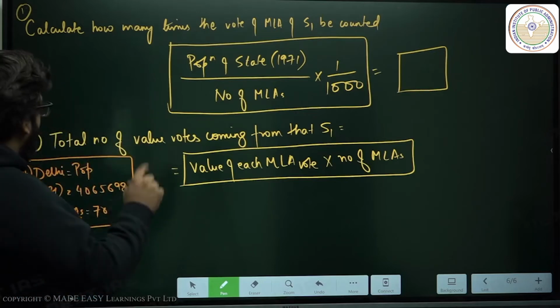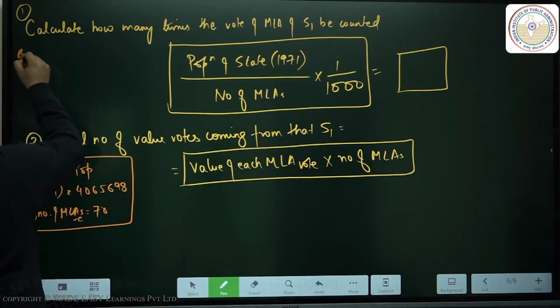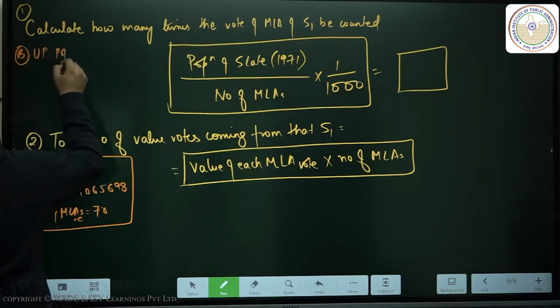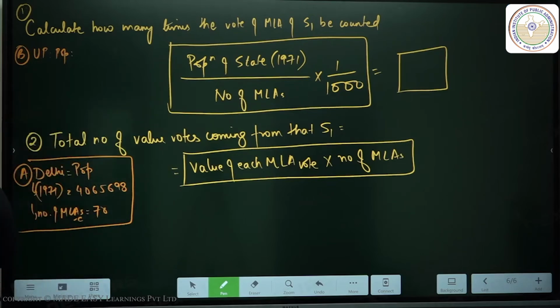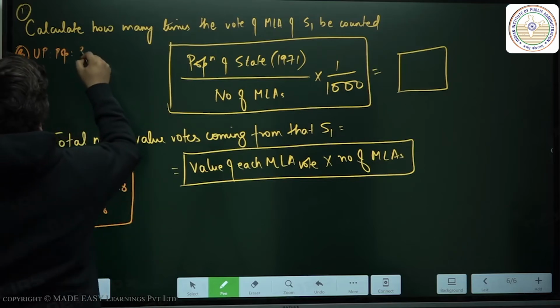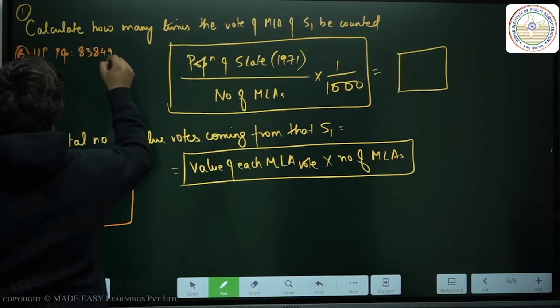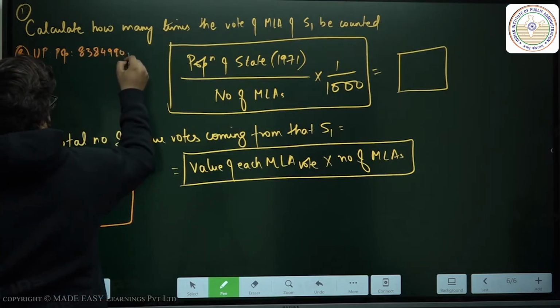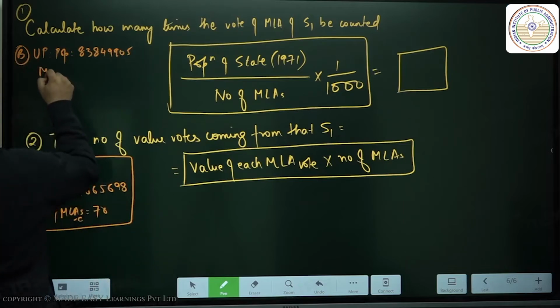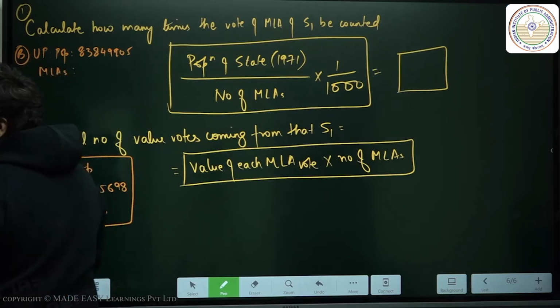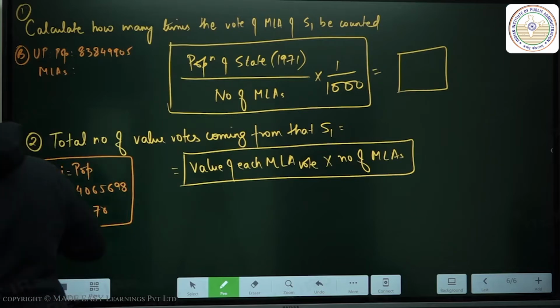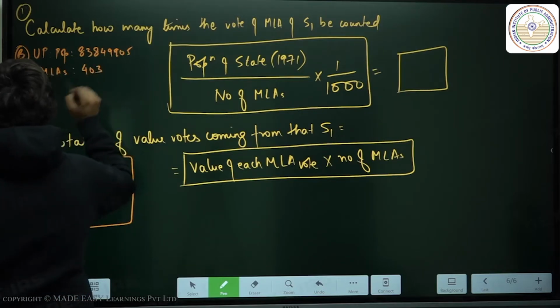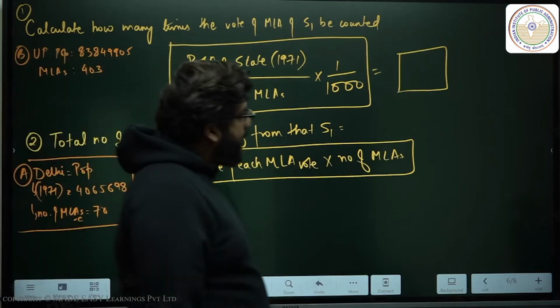अभी मत करना, मैं सारे ऑप्शंस दे रहा हूं. B, उत्तर प्रदेश. Population of Uttar Pradesh as per the 1971 census is 83,849,905. The number of MLAs in Uttar Pradesh are approximately 403. ठीक है. Next option.